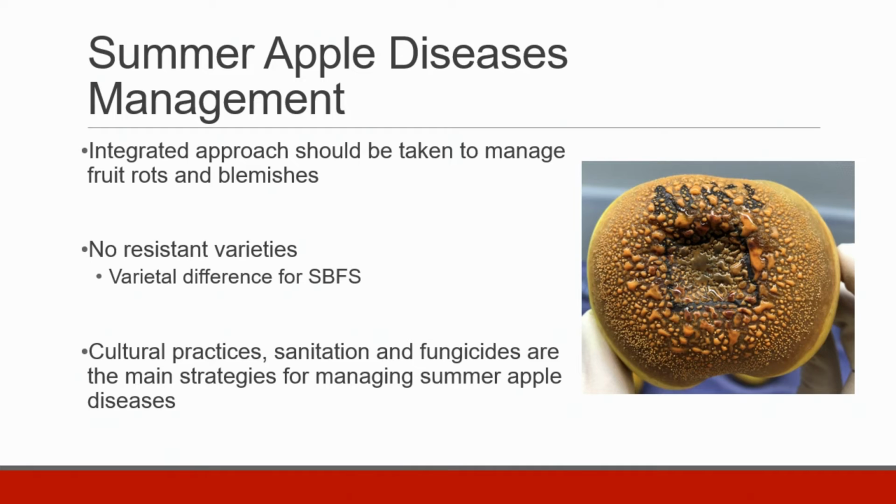An integrated approach to managing summer apple diseases is recommended. However, there are no cultivars that are resistant to summer apple diseases. For sooty blotch and fly speck, some varieties are more susceptible than others, but there are no completely resistant varieties. For example, light skin colored apples such as Golden Delicious and Granny Smith are more susceptible to sooty blotch and fly speck than red skinned apples.